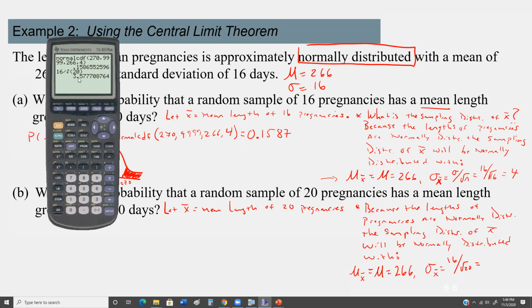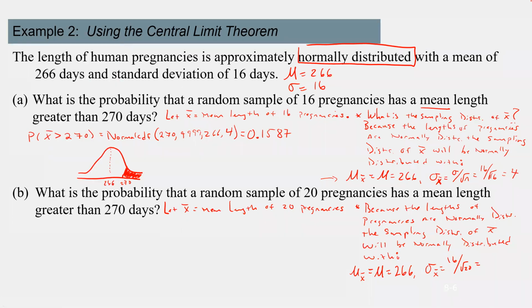And this one, you're going to have to remember to go out 4 decimal places. It's 3.5777 when I round it. So now I can answer the question, okay? What's the probability that this new x bar is greater than 270? Well, again, just go normal CDF.